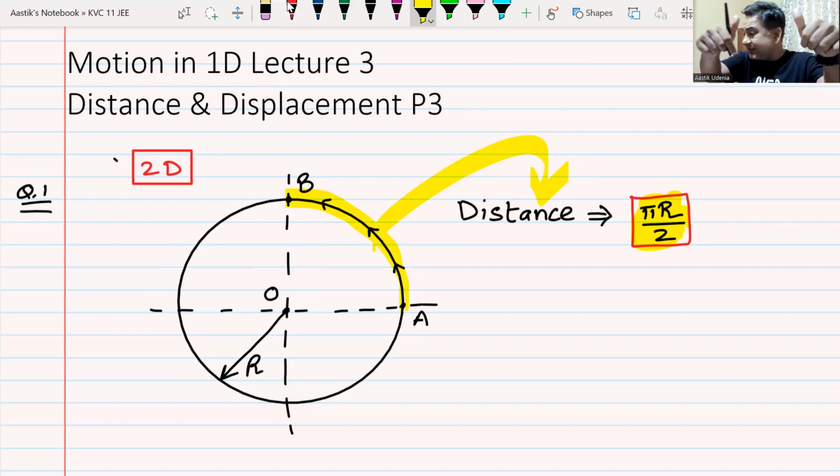Do we all understand this? Well done. Now the second question is, what is the displacement of the particle?